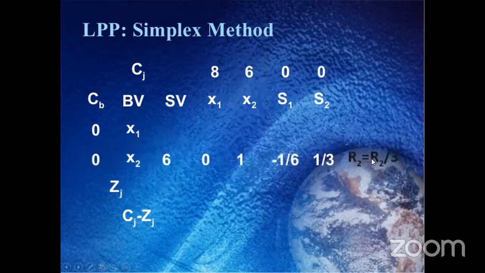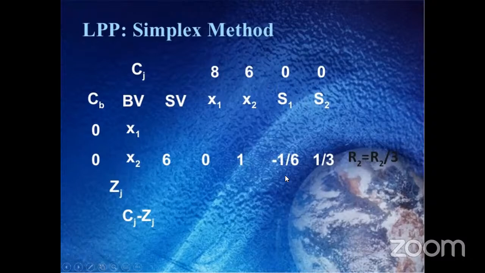If you divide it by 3, you'll be getting a new row. And this x2 replaces S2, and the coefficient must be 6. Here on the top is 8, and here it must be 6. And the new values of R2, you'll be getting R2 divided by 3 if you do it divided by 3.